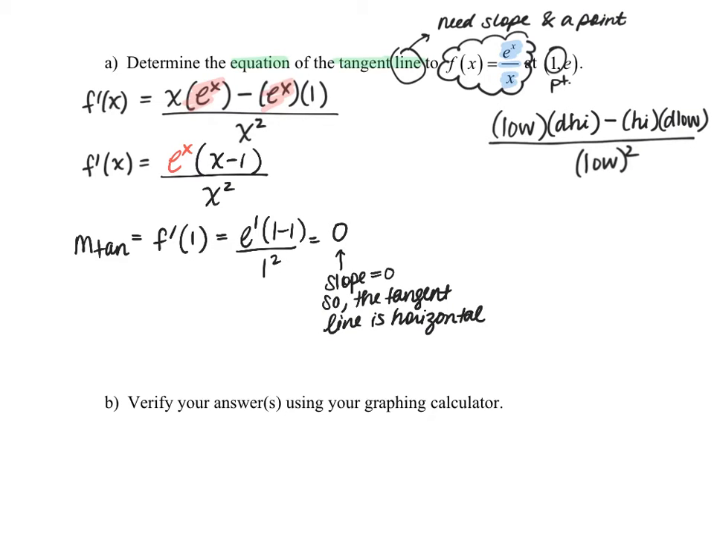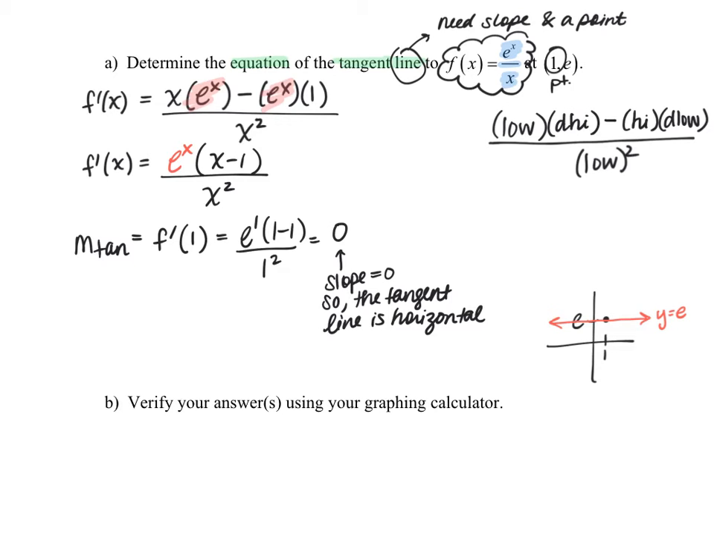If you think graphically for a second, I'm not even going to graph the function, I'm just going to think about the point that I was given, which was (1, e). If I'm interested in writing the equation for the line that passes through this point, but it's a horizontal line, then the equation for that horizontal line would just be y equals e.